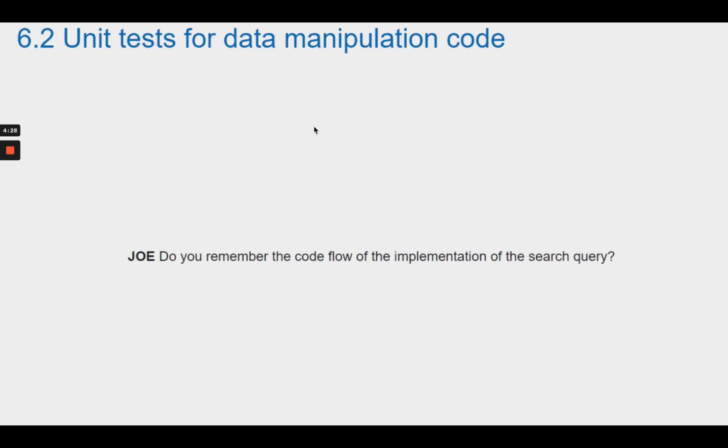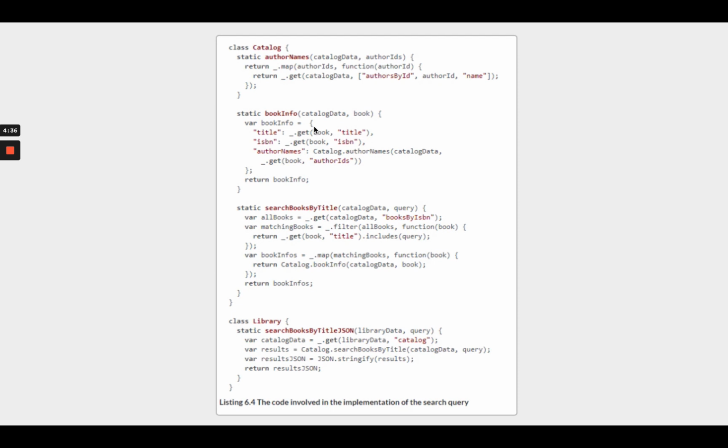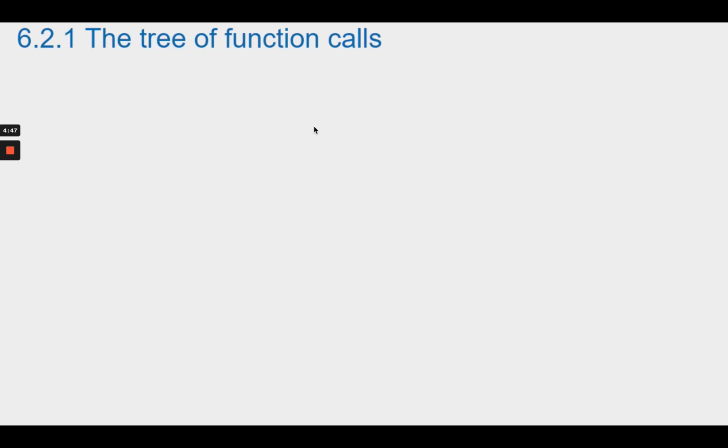Joe: Do you remember the code flow of the implementation of the search query? Theo: Let me look again at the code that implements the search query. Theo brings up the implementation of the search query on his laptop. Noticing that Joe is chewing on his nails again, he quickly checks out the code. Section 6.2.1. The tree of function calls.